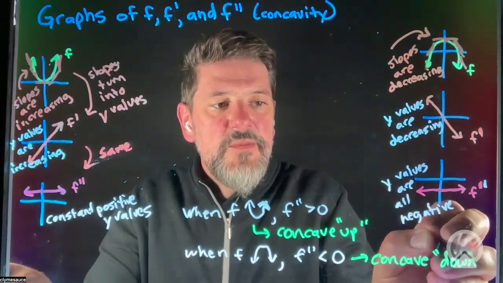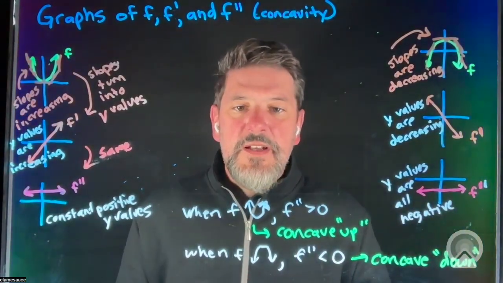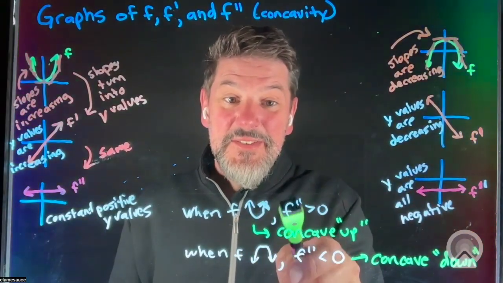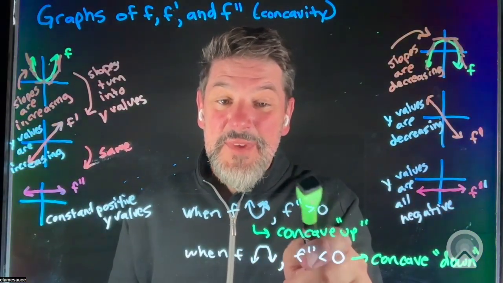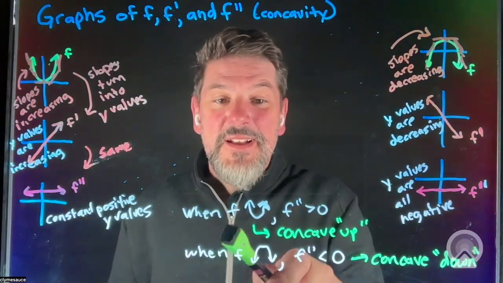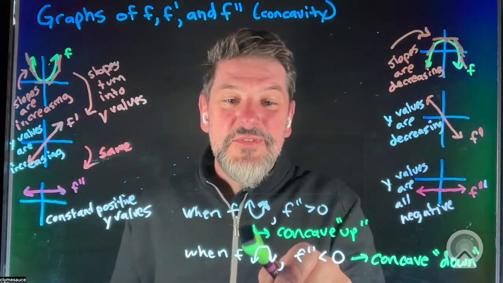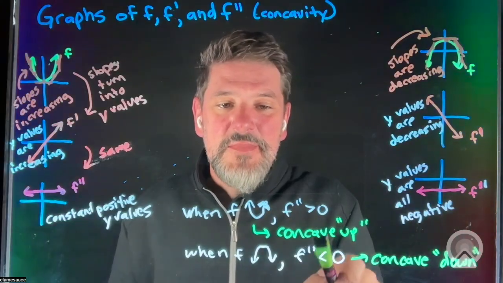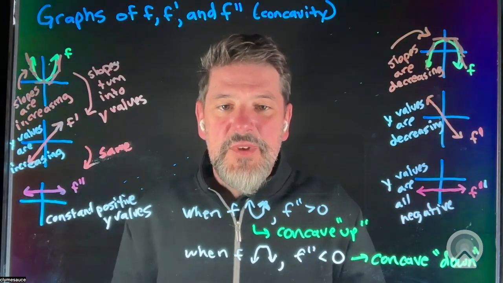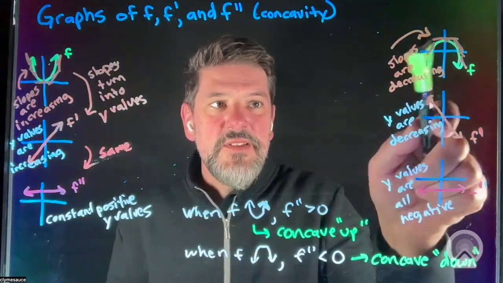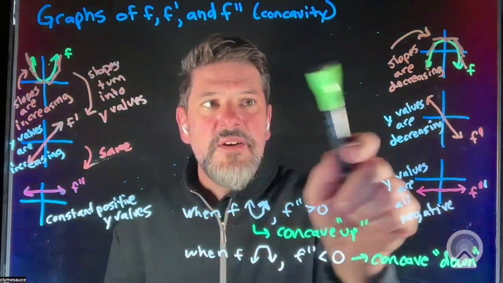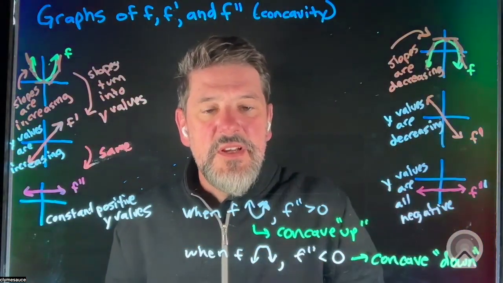We have concave up and we have concave down. So you can think of it like this. When the function is smiling, the second derivative is positive. Maybe it makes the second derivative happy. When the original function is frowning, the second derivative is negative. Maybe that makes the second derivative unhappy. But we call this concave up, we call this concave down, and we know that the second derivative will always be positive when it's concave up. Second derivative will always be negative when it's concave down.